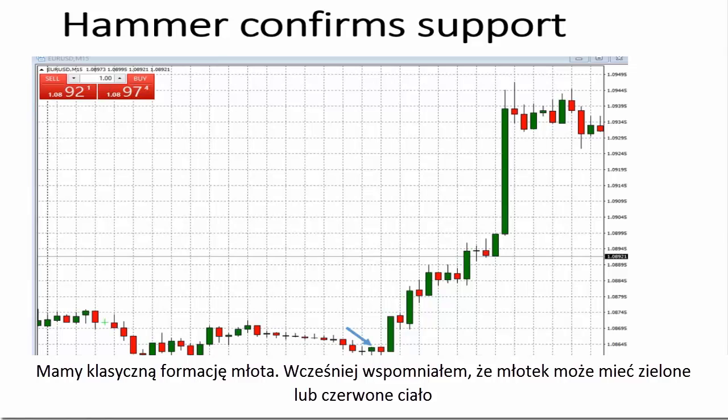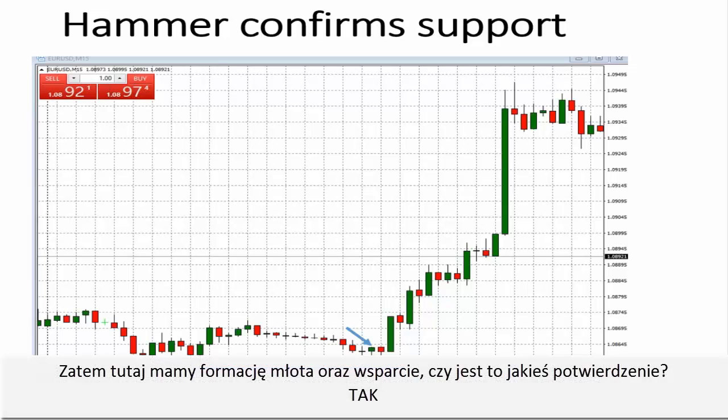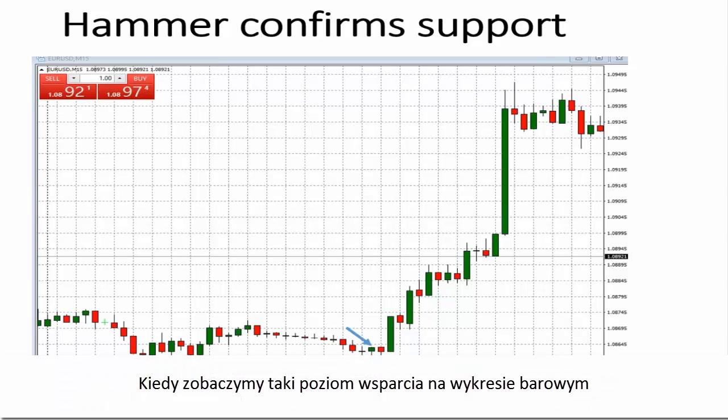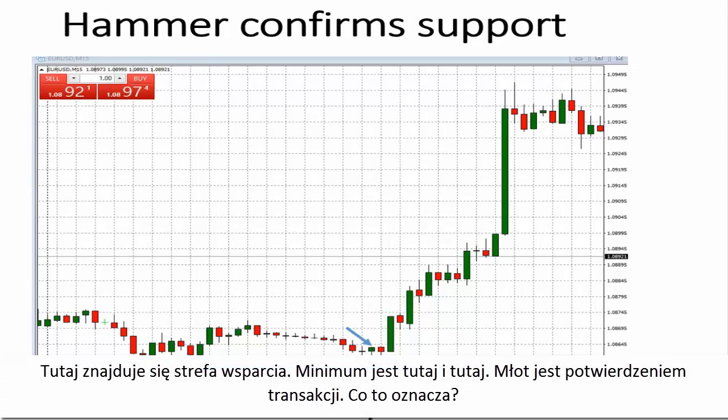I mentioned before a hammer could have a green or red real body, or black or white real body. But I like when it's a green real body because that means the market closed right near its high. So here we have a hammer, and is it confirming support? Yes. So would we see the support area on a bar chart? I'd actually make this a support zone, the lows here to lows here. So the hammer is confirming support.